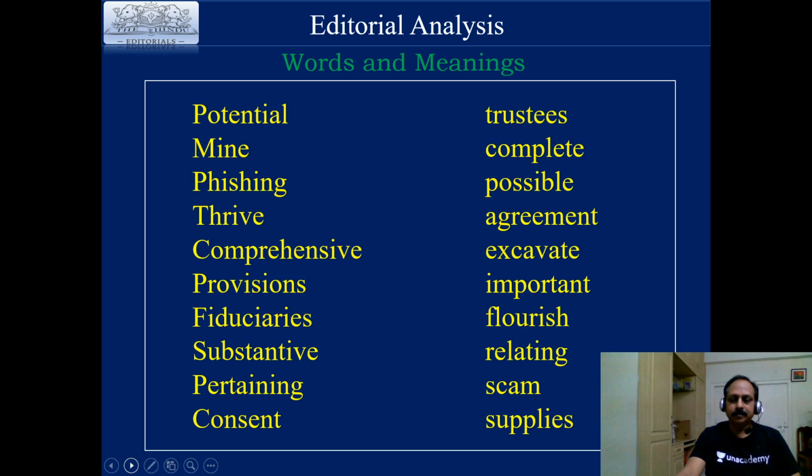The next one, provisions. Provisions means what? Provision has a different connotation. Here I wanted you guys to know the other meaning of provisions. It means supplies. That is correct. The next word, fiduciaries. What is the meaning of that? Someone has already answered. Trustees. That is correct. What is the meaning of substantive?